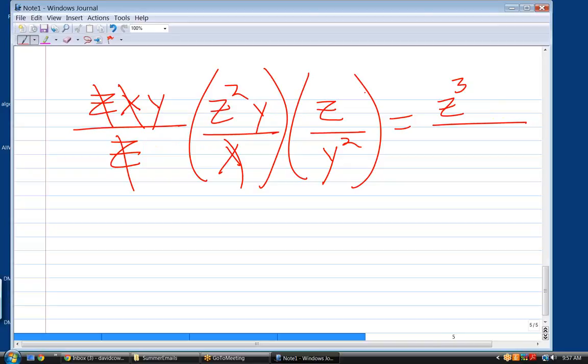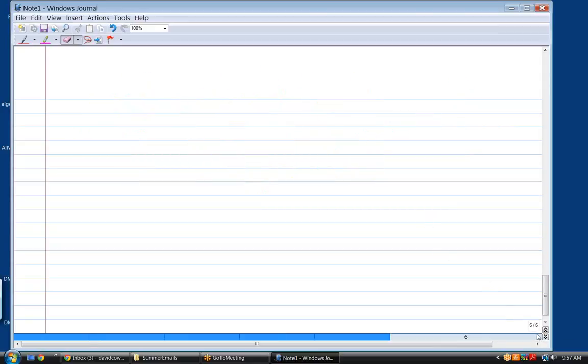What about y's? Well, we've got one y there. When I multiply that by that y there, I get y squared, which means I can cancel both of those y's with this y squared. And everything's gone except the z. So I end up with z to the third as my answer. Don't need a fraction bar. And that's pretty much how you do those problems.